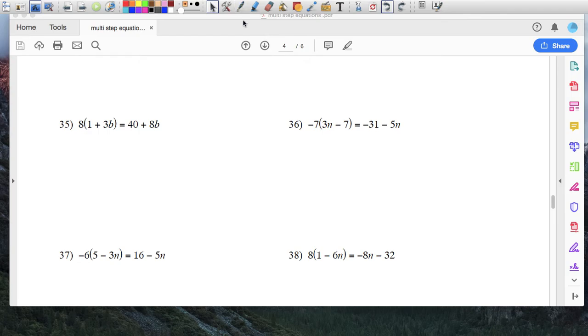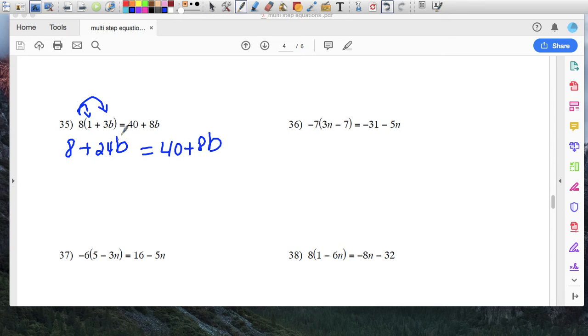35 has a little bit of everything. Distributive property: 8 times 1 is 8, 8 times 3 is 24b, and they're all positive, so I don't have to worry about the sign. Equals 40 plus 8b. Distributive property, check. Combine like terms, check, because I can't combine these two, nor these two. Get rid of a variable if there's one on each side.